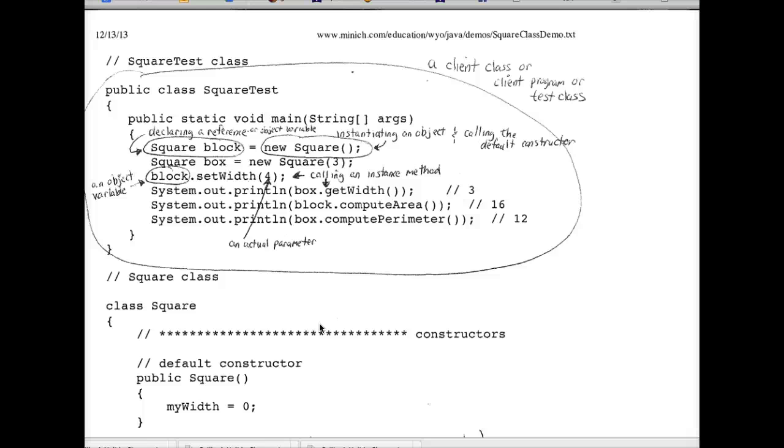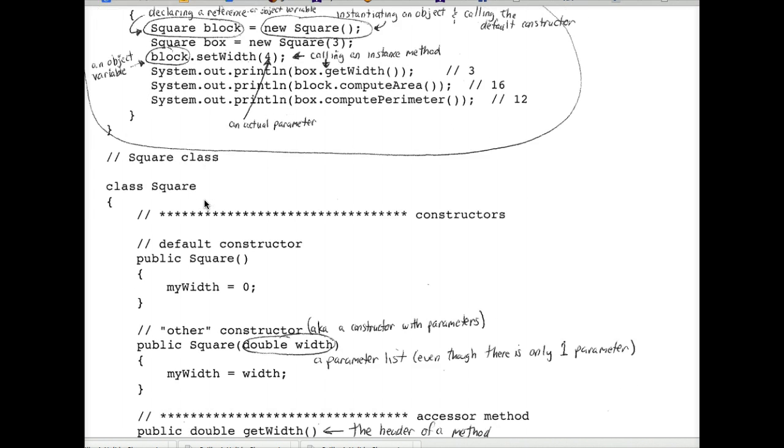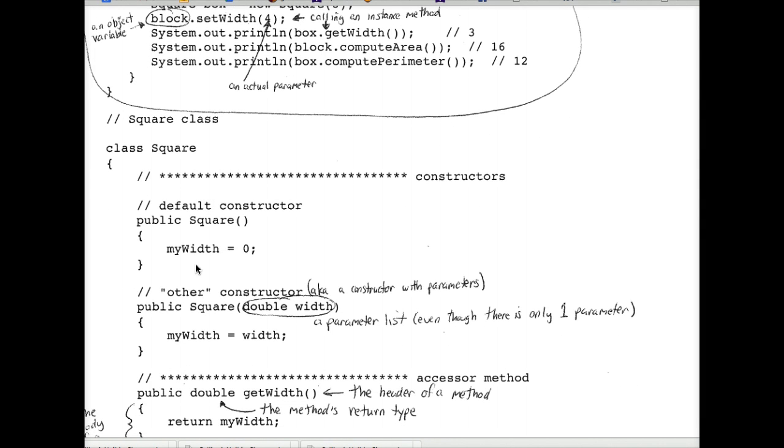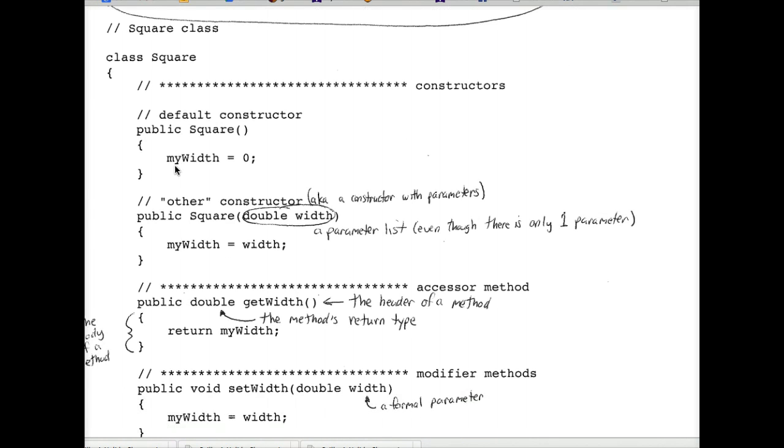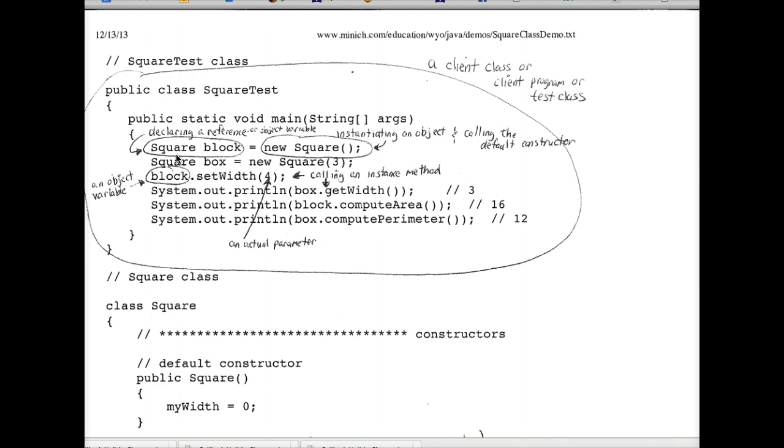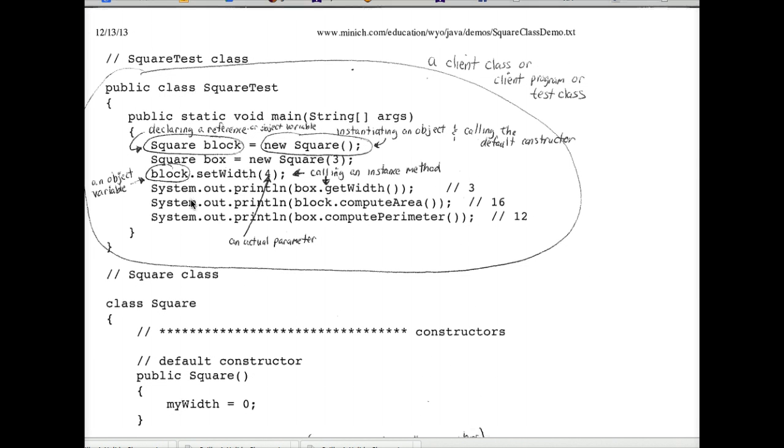Mr. Minnick here, helping my Java students understand how a client program, which we have here circled at the top of this web page, relates to a class, such as this square class that's the bottom two-thirds of this, how they link up and interact with each other. And what we're going to do is trace the code in the main method.